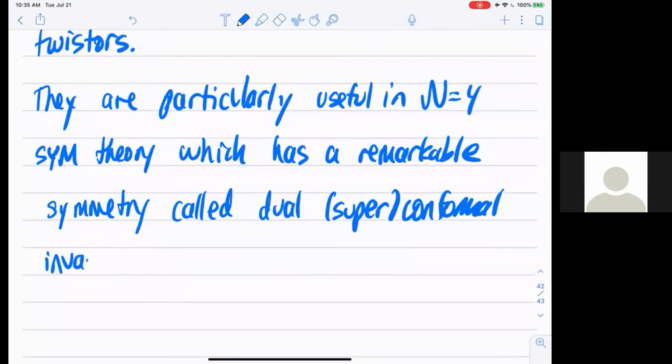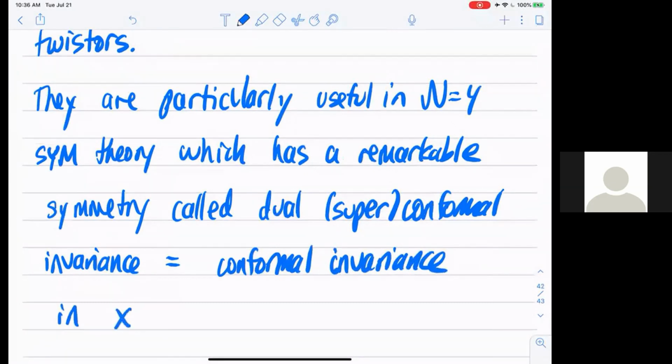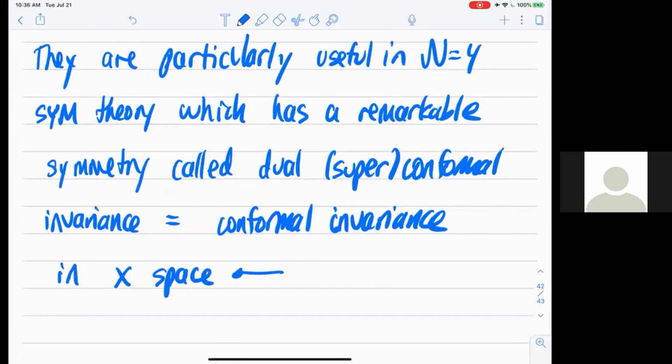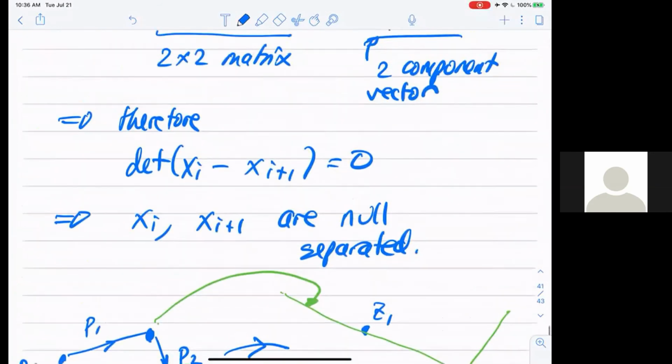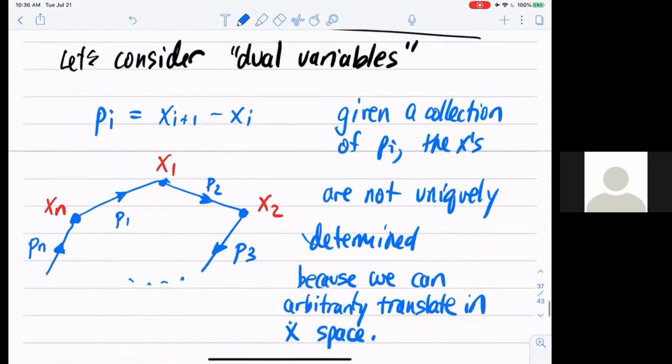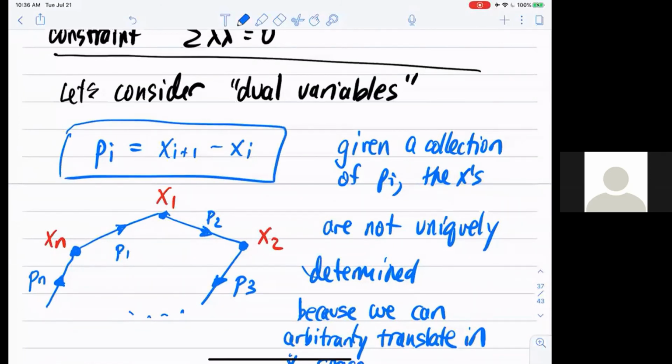Okay, and what this means is basically conformal invariance in X space. And now there's an unfortunate ambiguity here, just because of the historical usage of the notation. When I write X here, I mean the dual variable, the dual space to momentum. Not in the sense of Fourier transform, okay? Usually we're used to thinking of momentum space and position space as dual to each other in the sense of Fourier transform. That's not what I mean here. I mean, going back to this equation here, basically dual in the graph theory sense. Dual in this sense. So N equals 4 super Yang-Mills theory has a remarkable conformal symmetry that acts on these x variables.